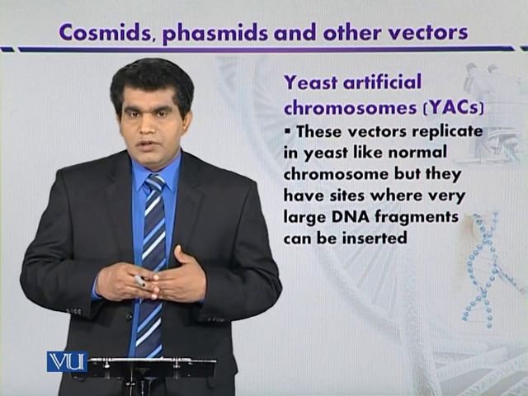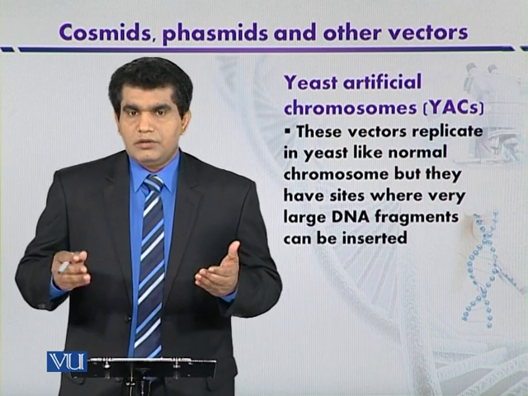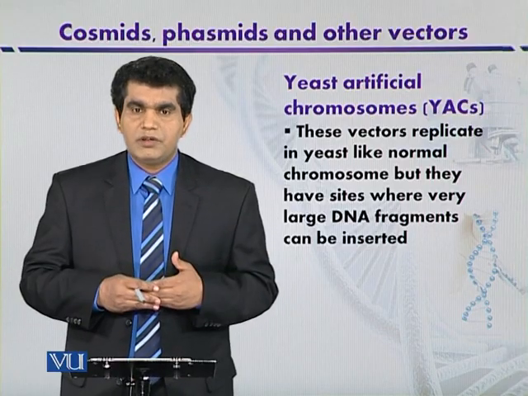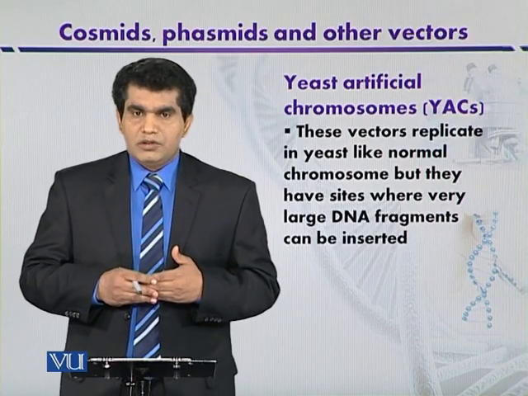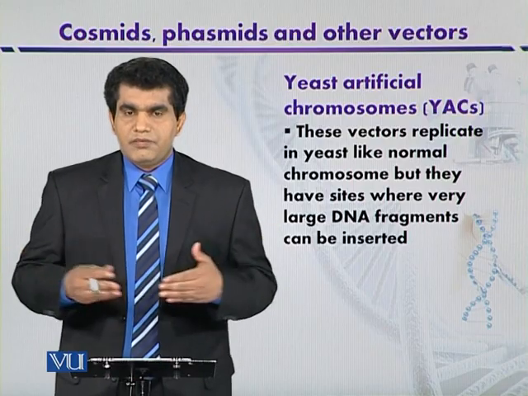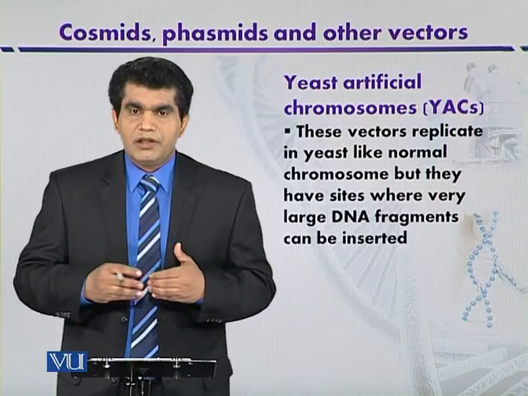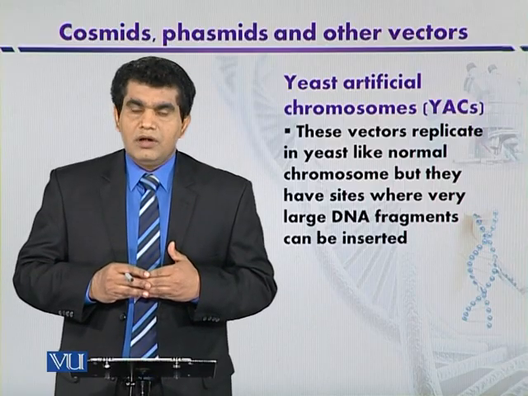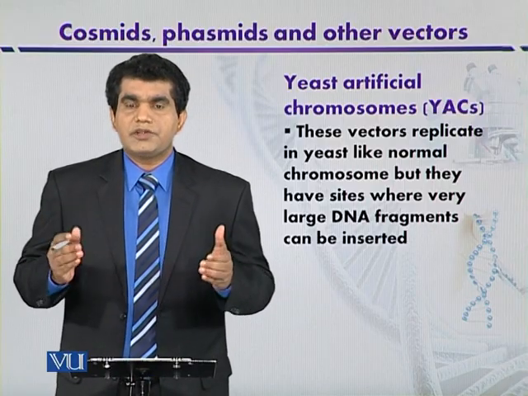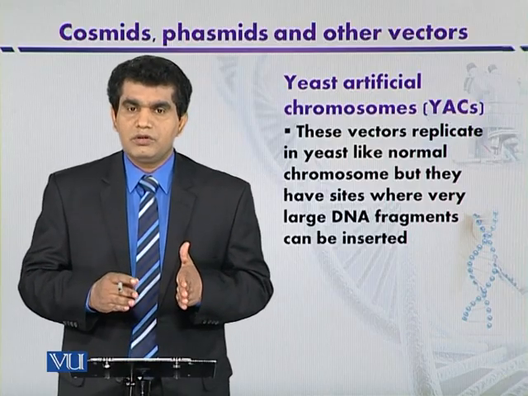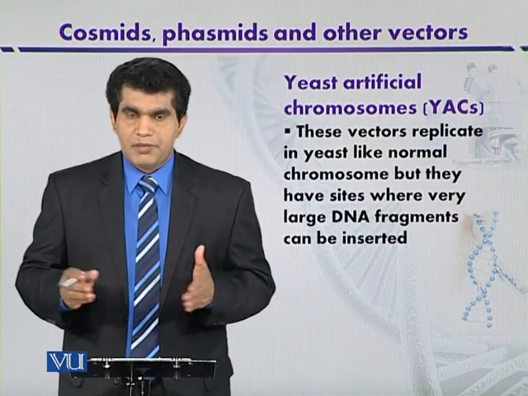Another portion of the yeast artificial chromosome that is important is the origin of replication. So the yeast artificial chromosome contains different DNA segments that are important. It also contains restriction sites for different types of enzymes that can be used to clone DNA fragments.